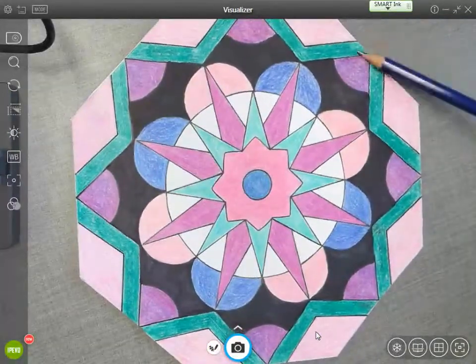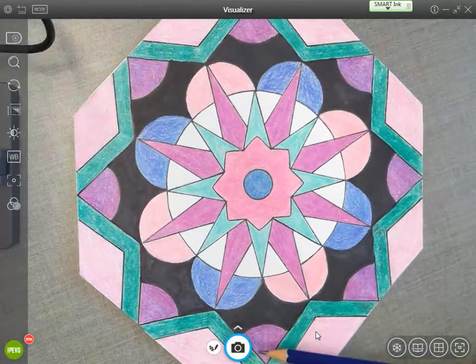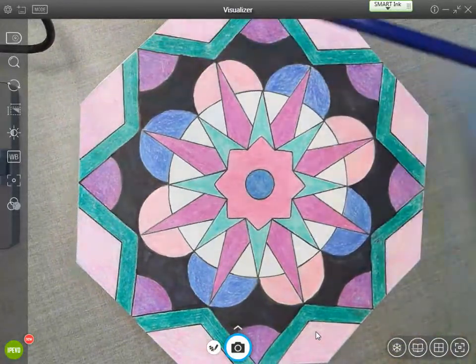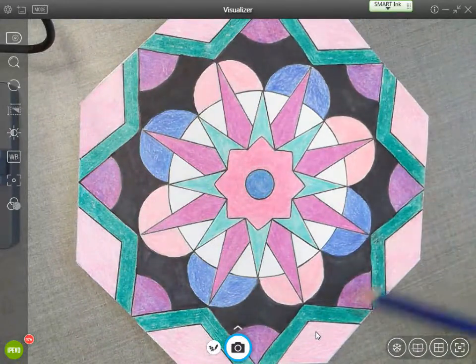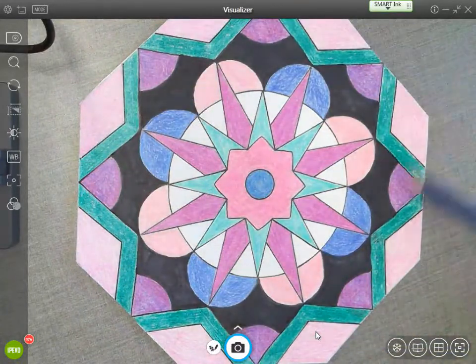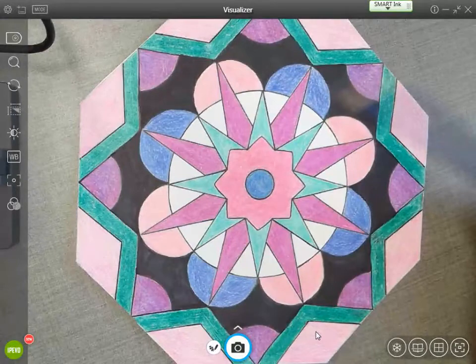So 1, 2, 3, 4, 5, 6, 7, 8, 9. Or did I count that one? 1, 2, 3, 4, 5, 6, 7, 8, 8. Okay, so just like that, please make sure you're not double counting. Okay, so linear symmetry and rotational symmetry.